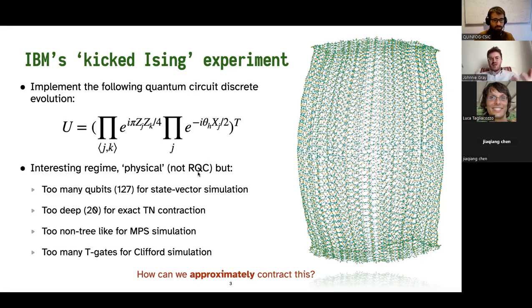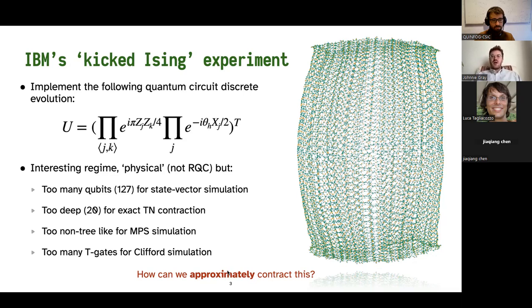So it's not a random quantum circuit where you're just trying to produce random bit strings. But they have too many qubits to do a brute force state vector simulation. The circuit is too deep to do some of the more advanced exact tensor network contractions that I've worked on. The geometry of this lattice is also too far from being a tree or 1D-like thing for MPS simulation, which they showed. And in the general case, there are also far too many T-gates for some kind of Clifford simulation. So all of the methods that have well understood errors or exact results are not immediately applicable.